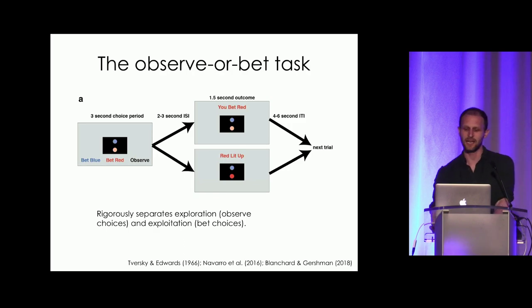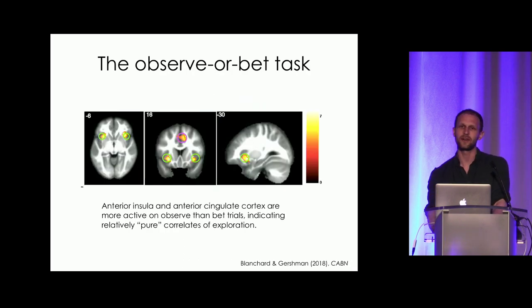So we used this task in the scanner to try to identify regions that were more active on observe trials compared to bet trials, and we found two regions in particular that showed this pattern: anterior insula and anterior cingulate cortex. So these are kind of candidate pure exploratory correlates. And interestingly, we didn't find evidence for frontopolar cortex activation in this comparison.